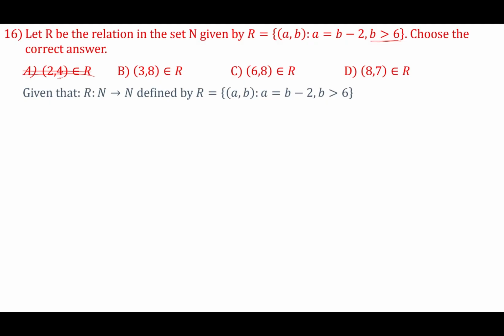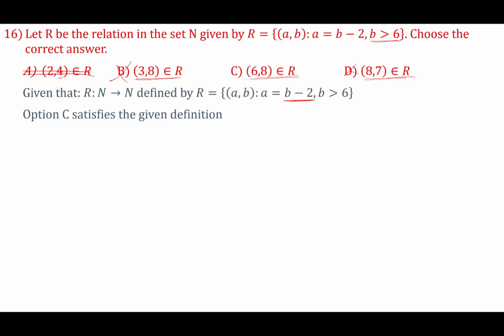Now, the difference between a and b must be 2. Check a equals b minus 2. So for 3 and 8, the difference is 5, so this is not my answer. 6 and 8, yes, this is possible. And 8 and 7 is not possible. So it is clearly observed that option C is our answer, but let us prove it.